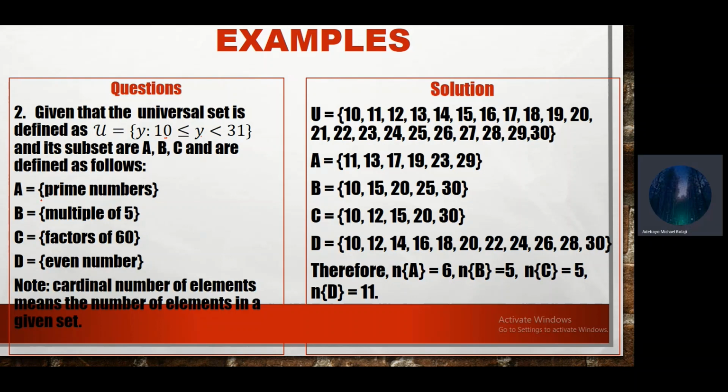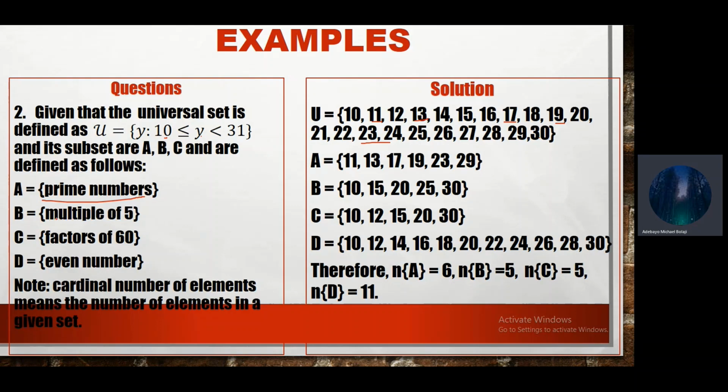Of course, yes. Now, A is equal to what? Prime numbers. So prime numbers from this universal are what? Remember, we said prime numbers are numbers that have 2 factors, itself and 1. So 11 is a prime number, 13, 15 is not a prime number, 17 is a prime number, 19 is a prime number, 23 is a prime number. So I think we've written everything here: 11, 13, 17, 19, 23, and 29. All these are prime numbers.